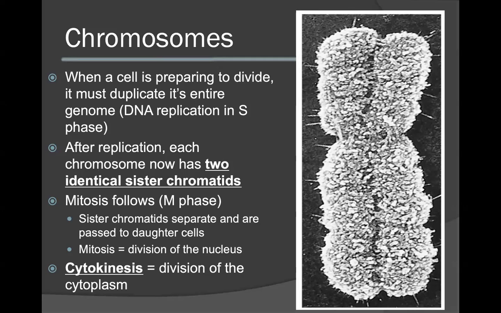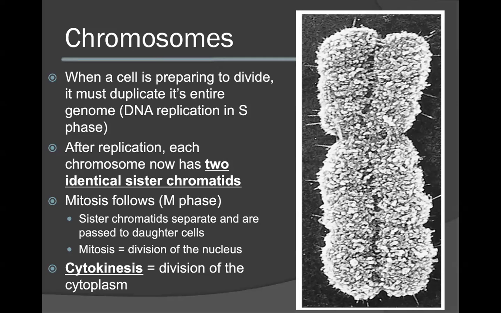After the DNA is replicated, each chromosome now has two identical sister chromatids. This is considered to be consistent with the original DNA chromosome and its copy. Once DNA has been replicated, the cell will then enter into the M phase. The M phase is when these chromatids separate and eventually are passed on to the two daughter cells. The M phase refers to mitosis, which specifically refers to the division of the nucleus or the division of the genome.